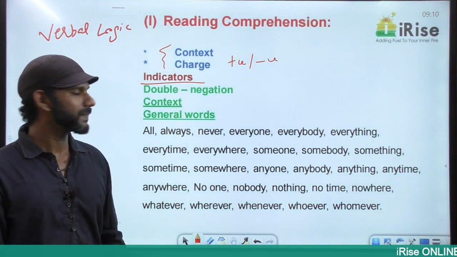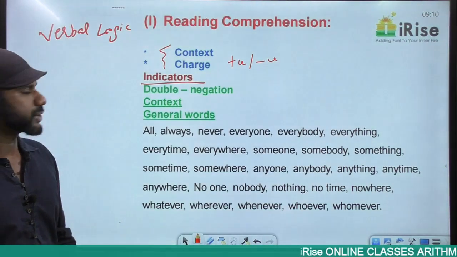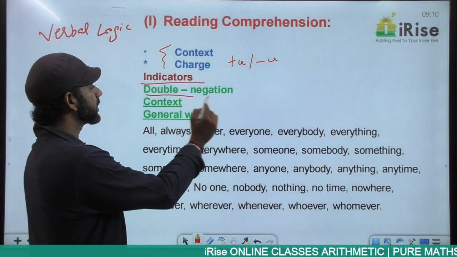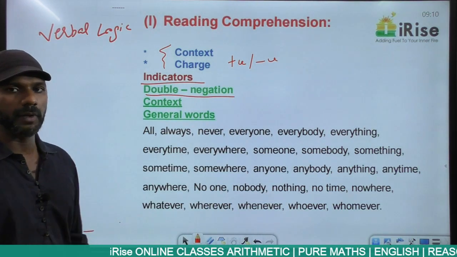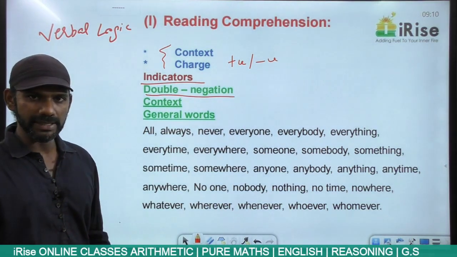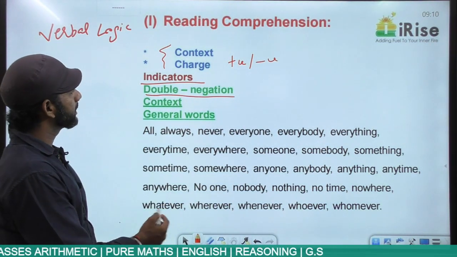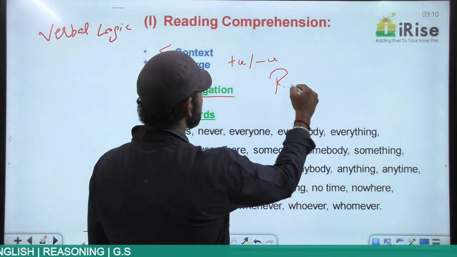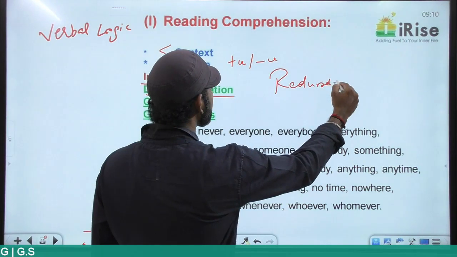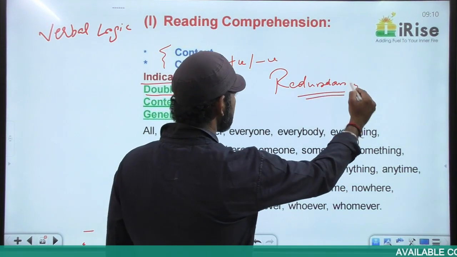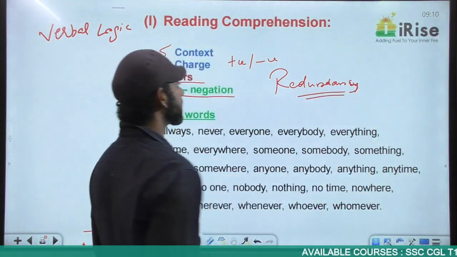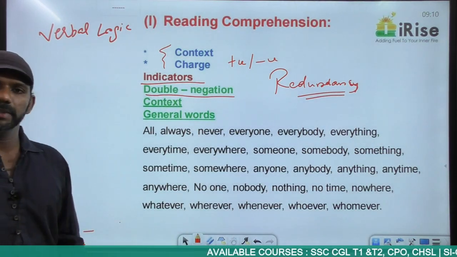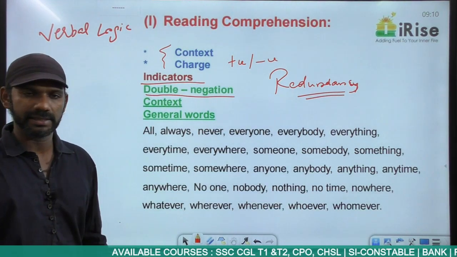You'll understand that. I told you about double negation. When two negative terms come together, the meaning becomes positive. Minus into minus is plus. I told you about redundancy. Redundancy means repetition. In a sentence, there should not be more than one word conveying the same meaning. If it is there, it becomes an error with redundancy. All these will surely help us in the case of verbal logic questions.